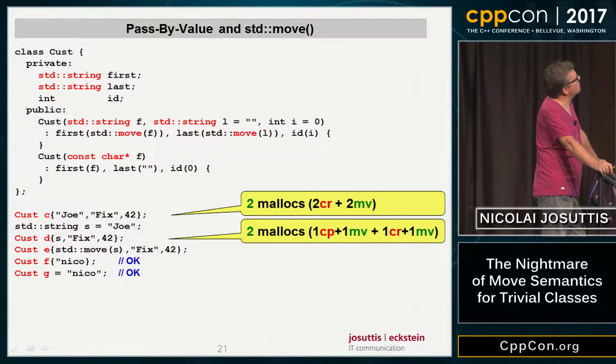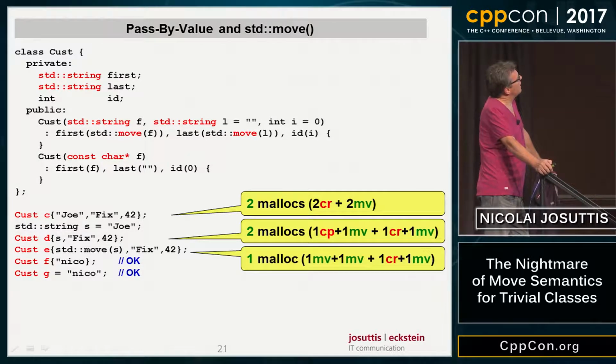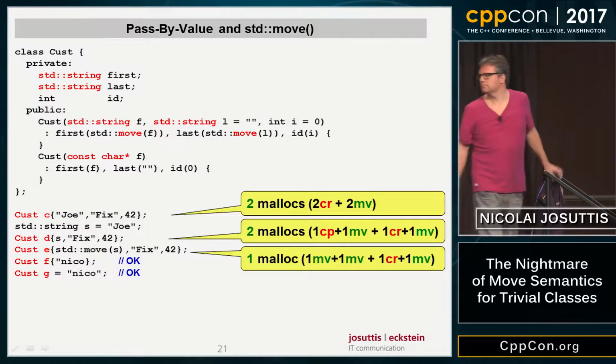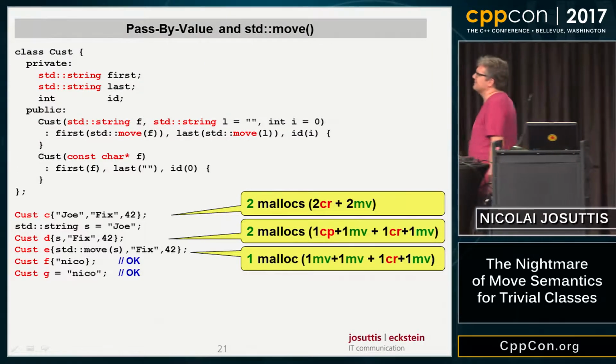One because we copy the string, yes, and that's good. We still need the string. We didn't move the string into the object, and one to create the temporary string for the second argument. And then here we have 1 malloc because we moved the string into the member of first. And cool. Done.